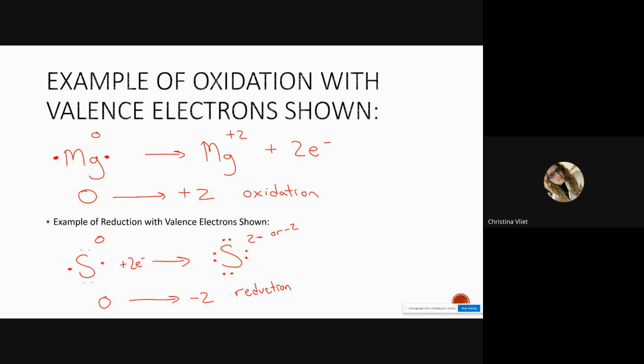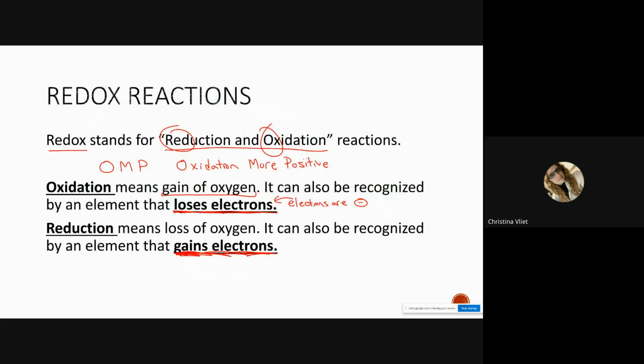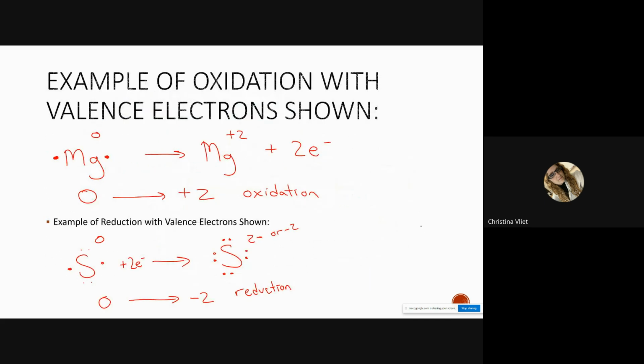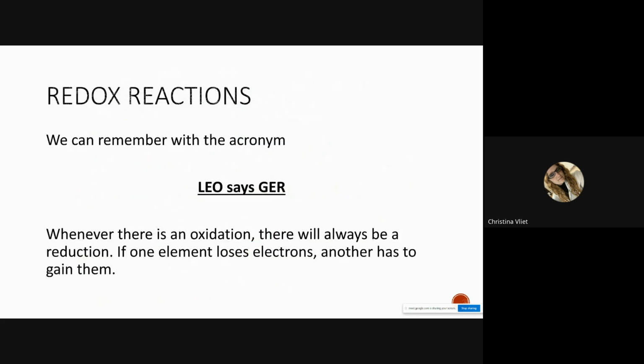All right, so there are other acronyms you can use. Like I said, I like this one that a student came up with a while ago: oxidation more positive. There are some other ones that exist to memorize what's going on. LEO says GER: lose electrons, oxidation; gain electrons, reduction.